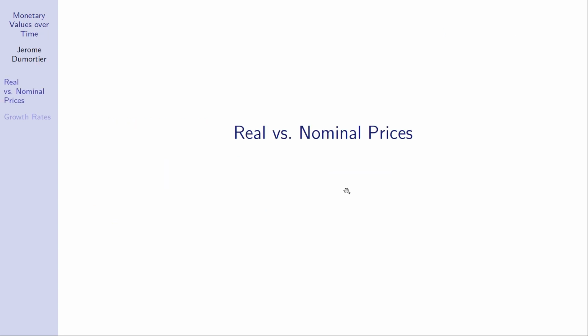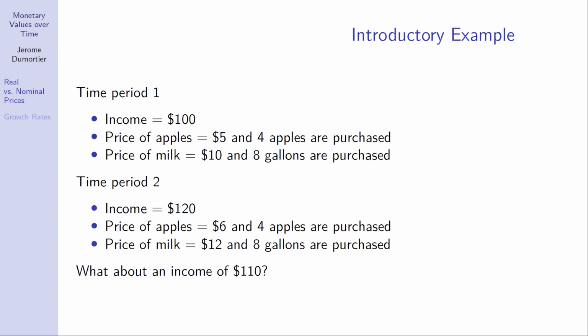So let us have a look at real versus nominal prices first. Now consider this introductory example where you have two time periods, and in the first time period you are earning $100. Consider the price of apples and milk to be $5 and $10 respectively, and at those prices you're purchasing 4 apples and 8 gallons of milk. If you do the calculations, you will see that you are exactly spending $100.